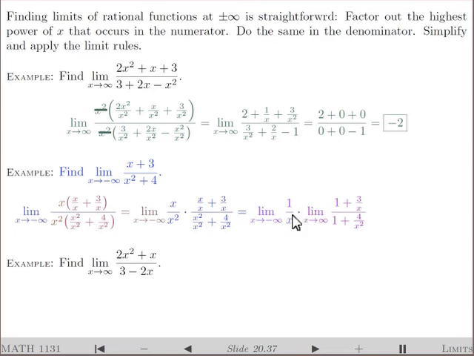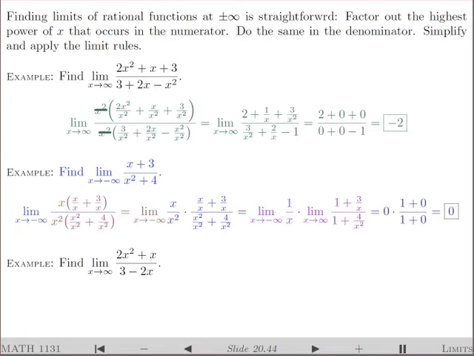In the first factor I have 1 over x, its limit is also 0. So I get 0 times 1 plus 0 over 1 plus 0. Again, this is a regular number, so its value is the limit of the original function.